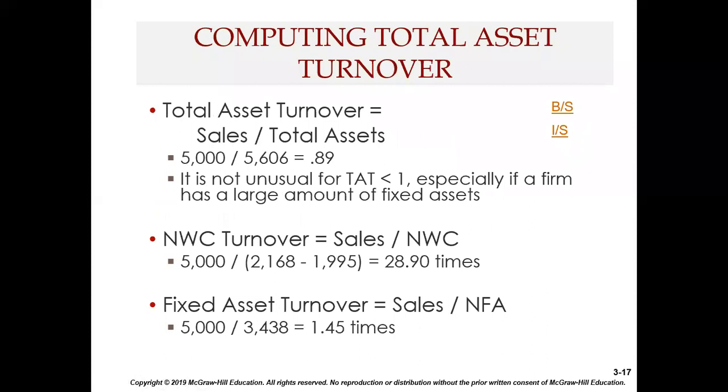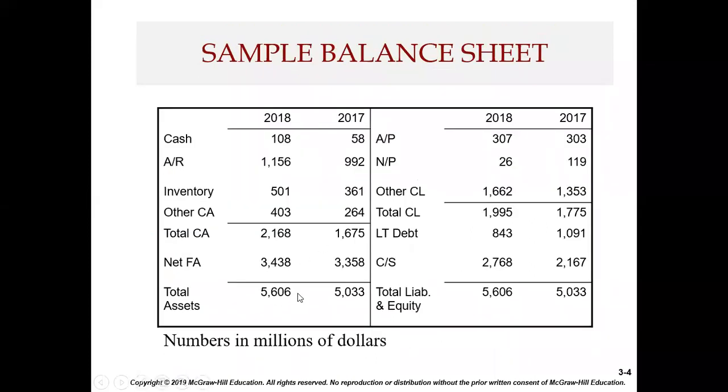Our next ratio that helps us determine how well we are using and managing our assets is total asset turnover. Total asset turnover is found by taking your sales divided by the total asset amount. So it's telling us how much sales, dollar-wise, we're making on the dollar amount of our total assets. So it gives us a little pause there, because if you look at this, our sales were 5,000. We already know that. But if we go to our balance sheet, total assets are 5,606.